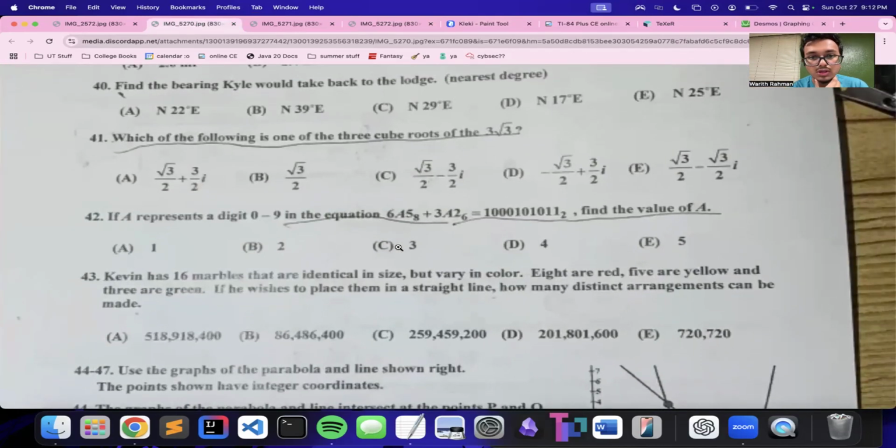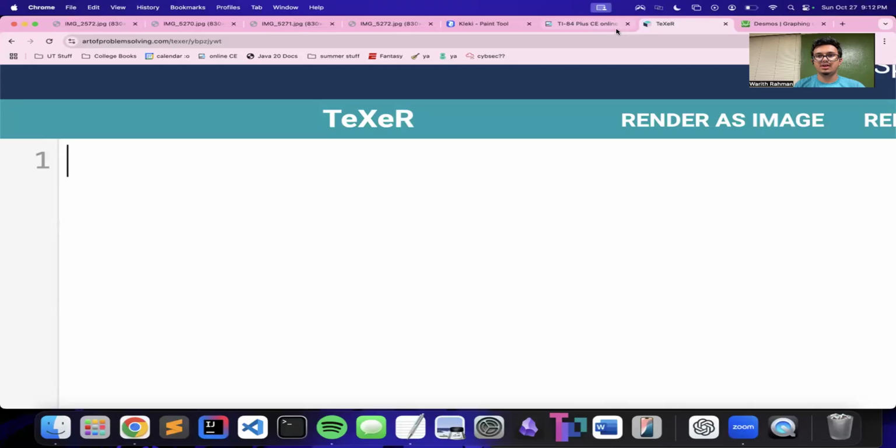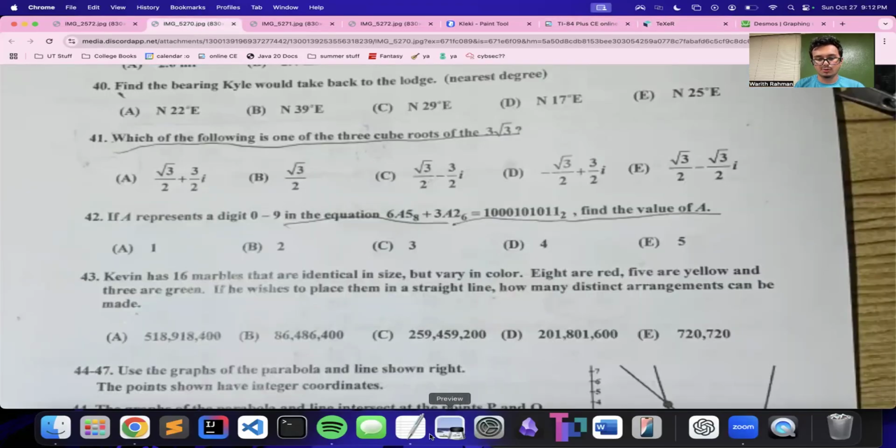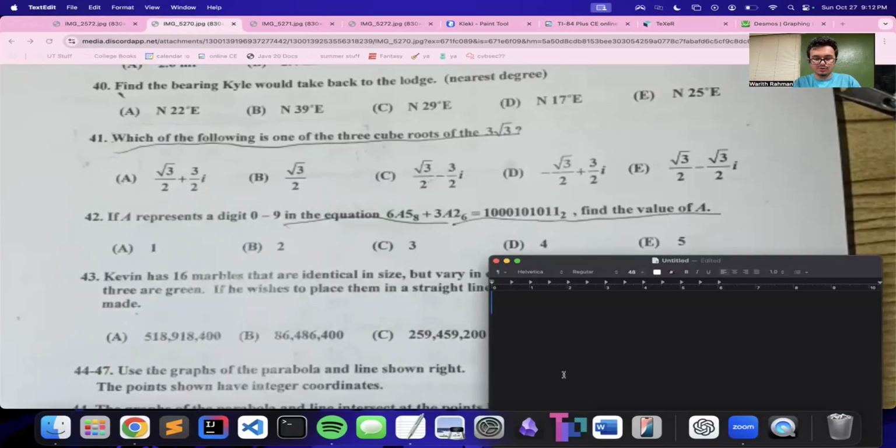Which of the following is one of the three cube roots of 3 root 3? Honestly, just cube each of these, that may be easier. But you can also use De Moivre's theorem. The general idea is that 3 root 3 can be written as, okay, now I'm going to use my notepad, but again, also enunciate stuff. We can rewrite this 3 square root 3 times, if we use Euler notation, e to the power of i times theta, where theta is that angle.